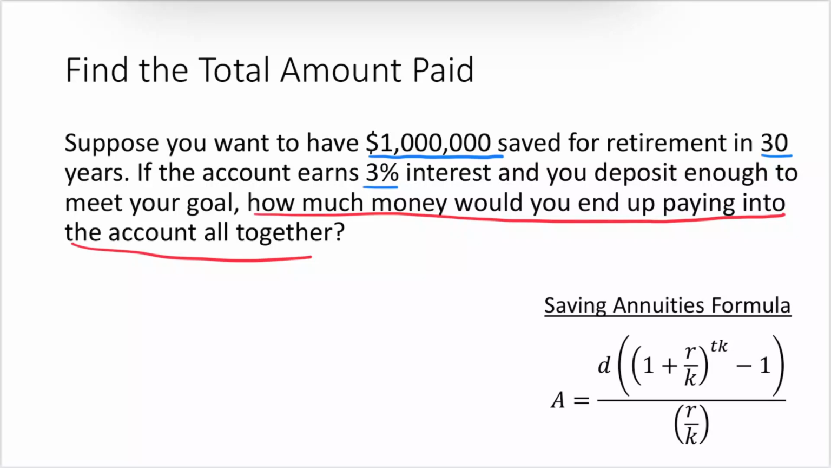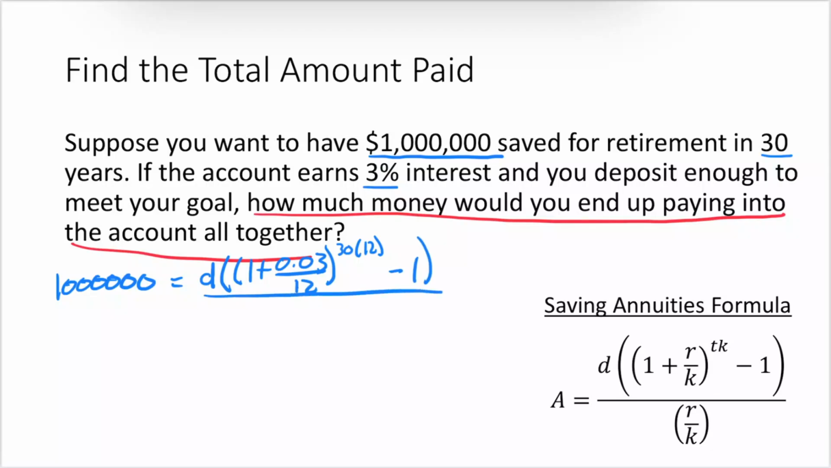So to figure that out, I would say, well, I know that $1 million is A. So I put that into my formula. This is going to equal D times 1 plus 0.03 divided by 12, because I'm compounding it monthly, raised to an exponent of 30 times 12, because I'm doing it every month for 30 years, minus 1, all divided by 0.03 divided by 12.